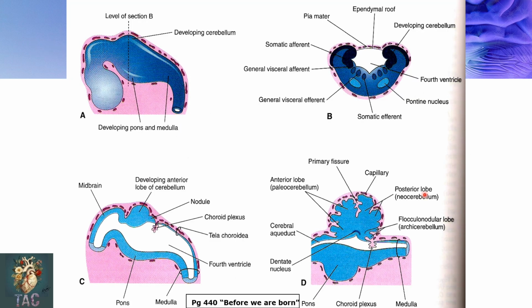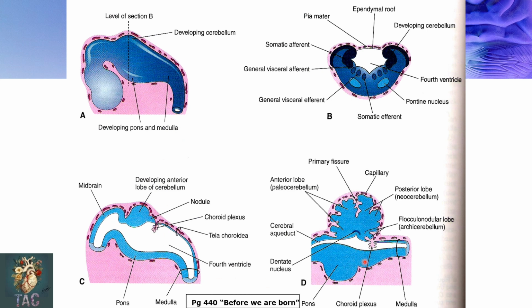So this is again the same diagram. Here you can see this is the upper part. Here in the lateral walls the roof plate is thinned out, and you can see the ependymal roof. And this is the area of the developing cerebellum. This is the cavity of the fourth ventricle. These are the pontine nuclei, and these are the basal and the alar plates which are forming different nuclei. And this section is taken at this level, and these are the developing pons and the medulla.